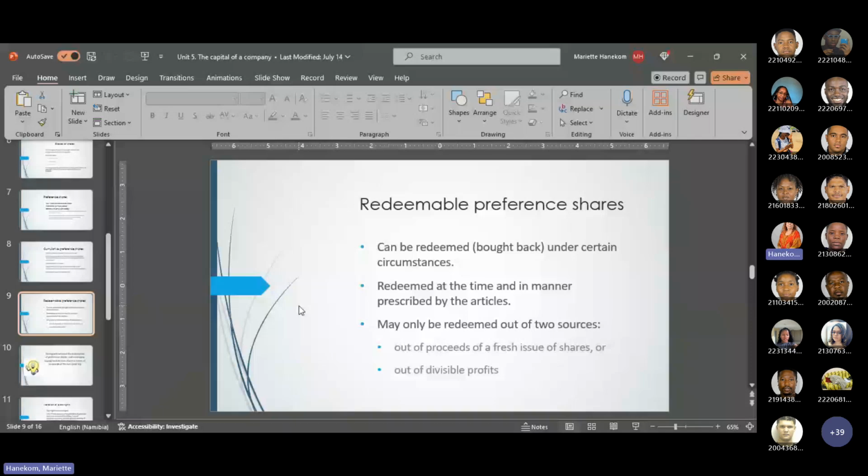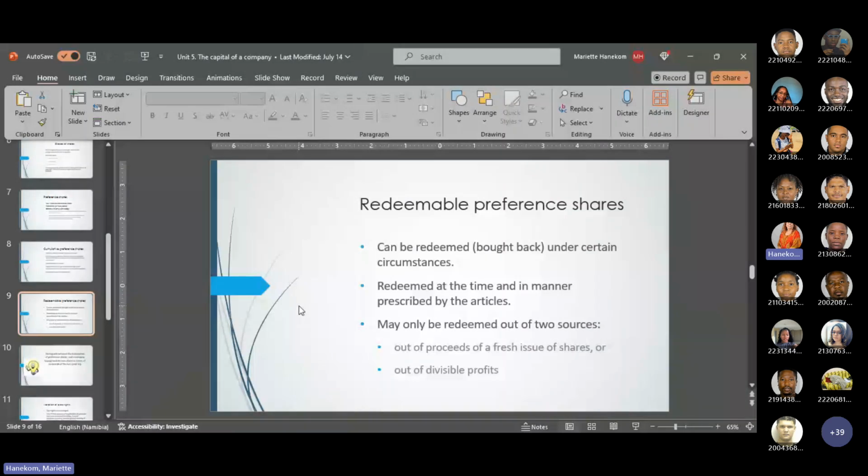Redeemable preference shares, you cannot decide yourself that you have now been a shareholder long enough and you want your money back. They are redeemed strictly at a time and in the manner prescribed by the articles and the conditions of issue. So when you buy them, it will be stated that they will be redeemed in 24 months' time or whatever. They can't be redeemed at random. This choice is not up to the shareholder to decide.